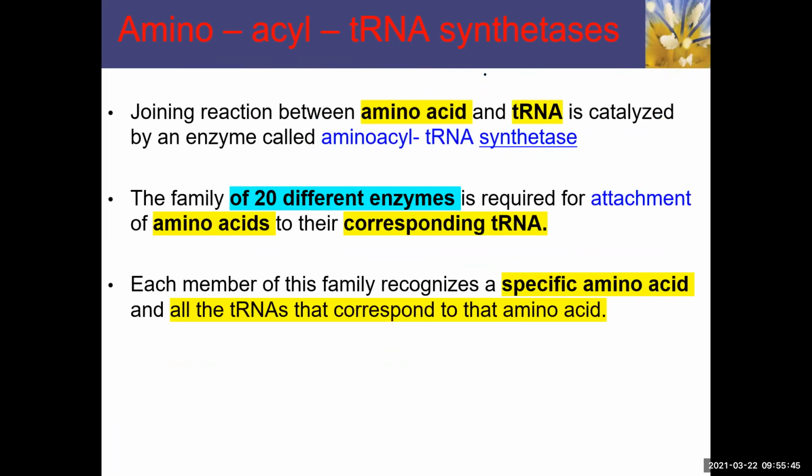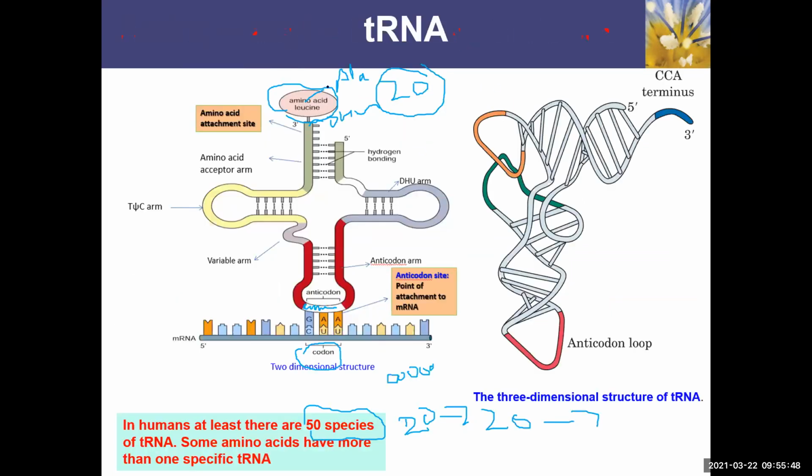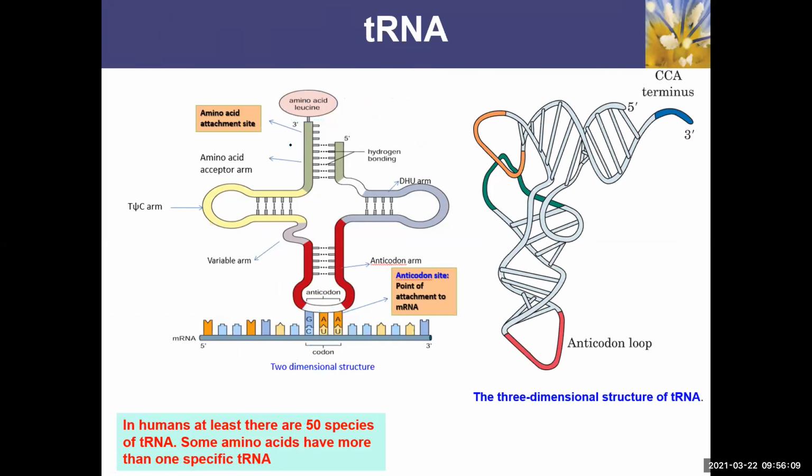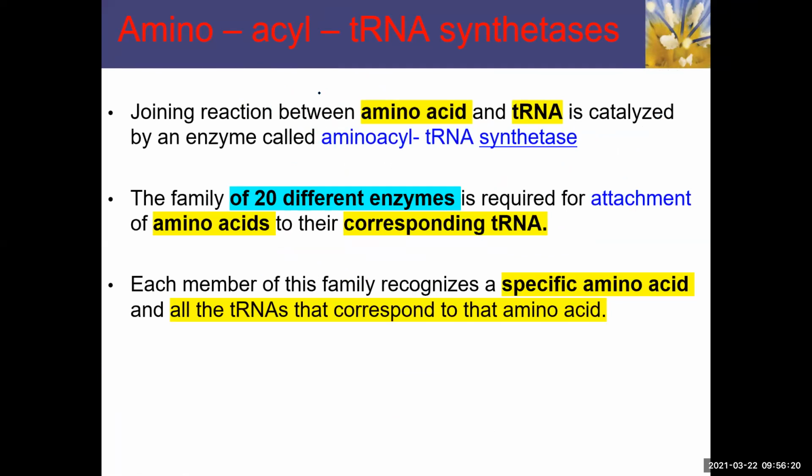Okay, and now the joining reaction. I just told you that amino acid binds to the tRNA at the 3' end, the 3' terminal of the tRNA. But how is this reaction catalyzed? Which enzyme is going to catalyze this reaction? We have an enzyme called amino acyl tRNA synthetase. That is the enzyme which catalyzes binding of amino acid to the 3' terminal of the tRNA.